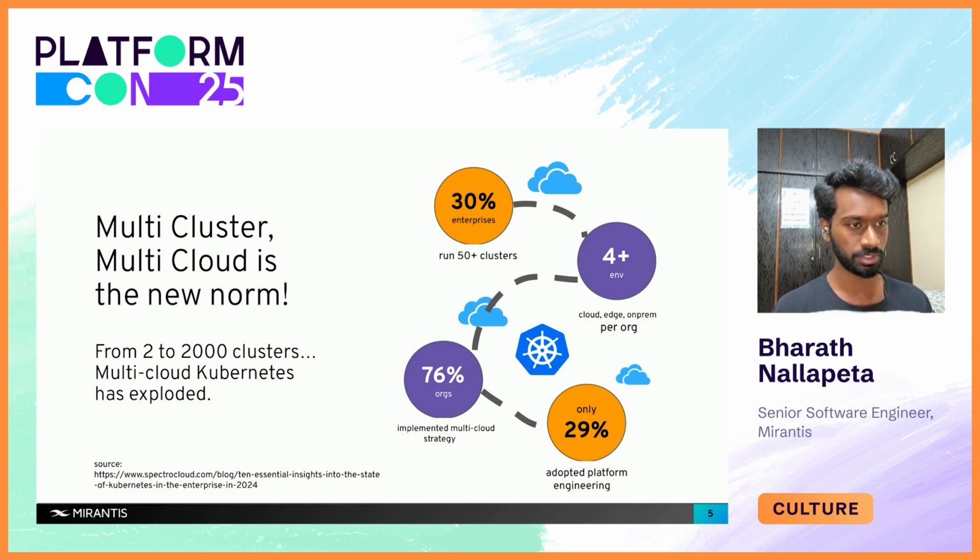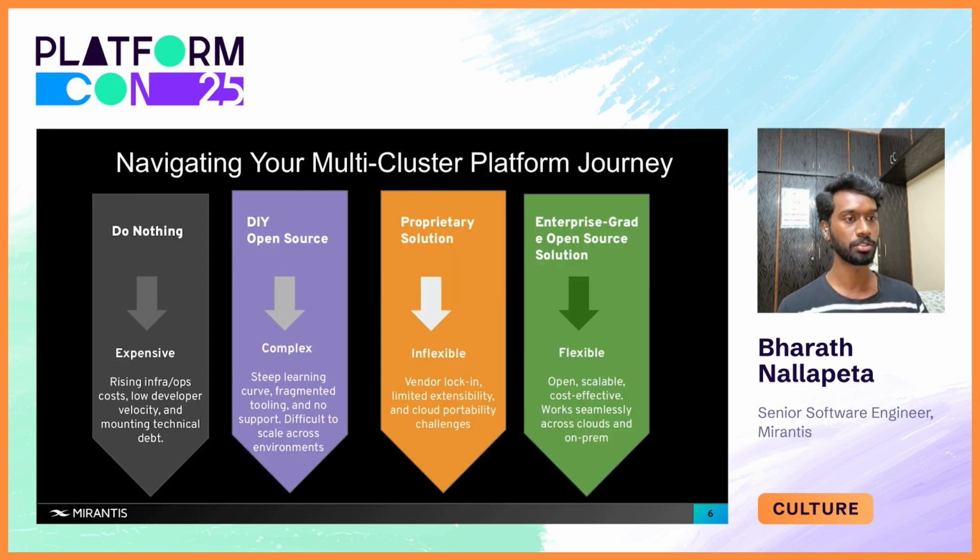So according to the survey, right, 79% of organizations, not just huge enterprises, but even small and medium scale businesses, have multi-cloud in their DevOps or platform engineering premise. But only 29% of them have adopted platform engineering best practices to manage these effectively. So going forward, be it two clusters or 2000 clusters, right? Multi-cloud, multi-cluster is becoming the norm, right? And when this is so, how can you solve this problem? What can you do about it, right?